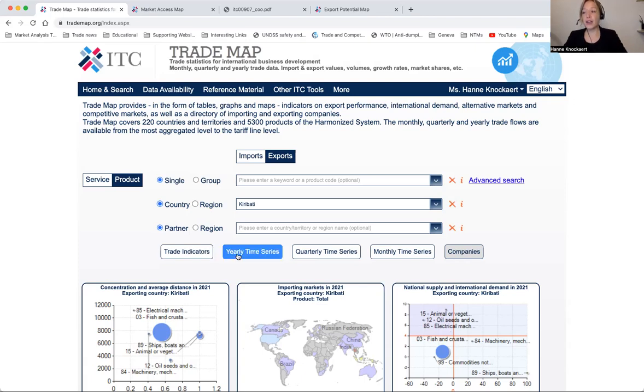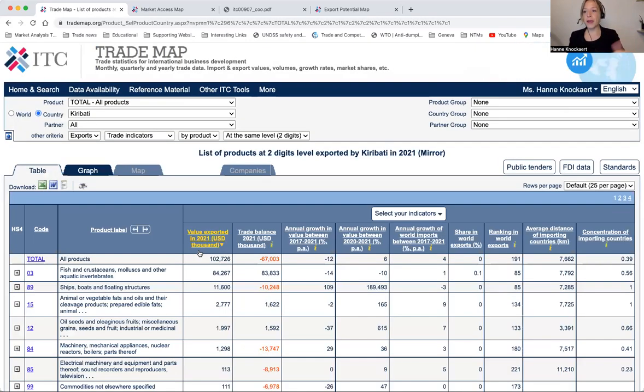If you prefer the raw data, you can always go to the yearly time series, the quarterly time series, or the monthly time series. But some countries only report a yearly time series. There's not that many countries that report up until the months. But yeah, these ones show you the raw data as reported. The trade indicators make it easier to compare in a table. So here you find a typical table you will find in Trade Map.